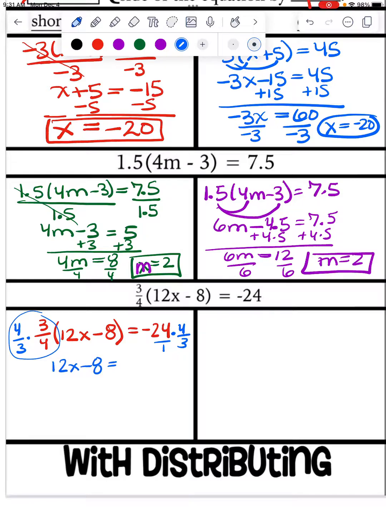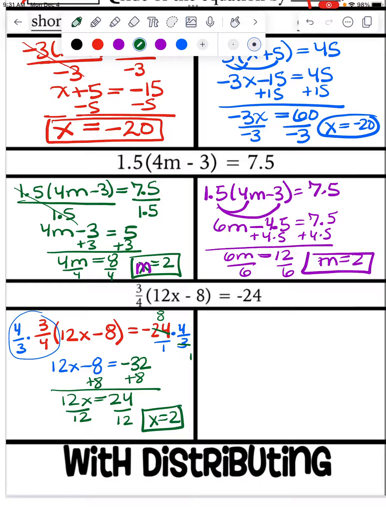And then over here, I'm going to definitely do cross canceling. 3 goes into 3 once. 3 goes into 24 8 times. So I have negative 8 times 4 is negative 32. Now I have a two-step equation. I can add 8 and then divide by 12. Divide by 12, and that's going to give me x equals 2.